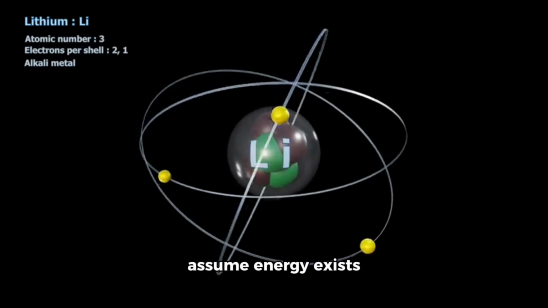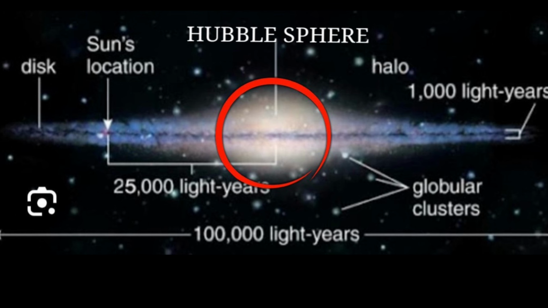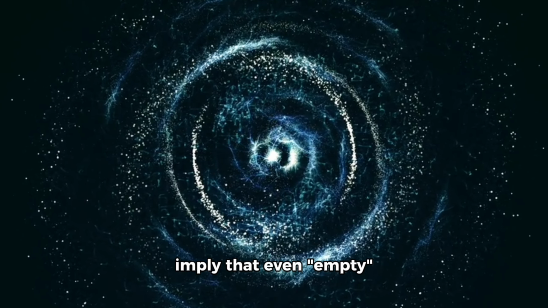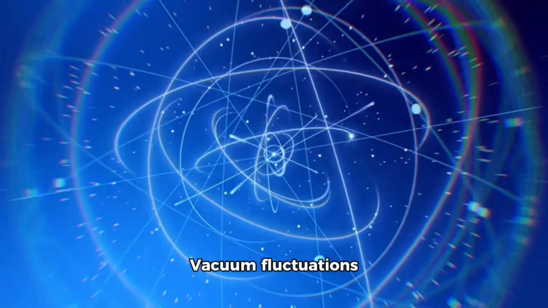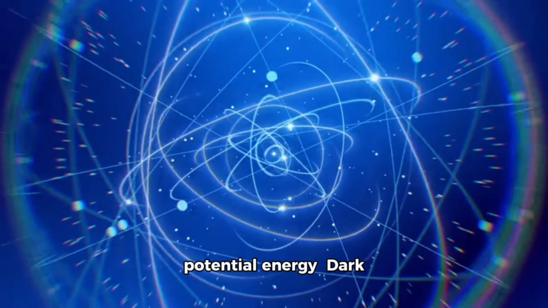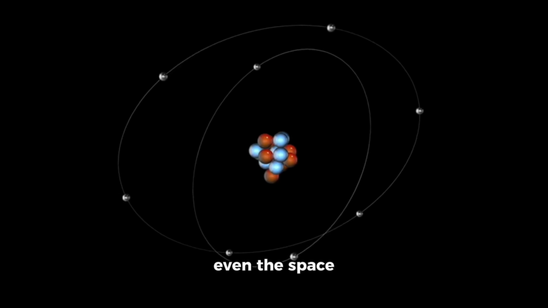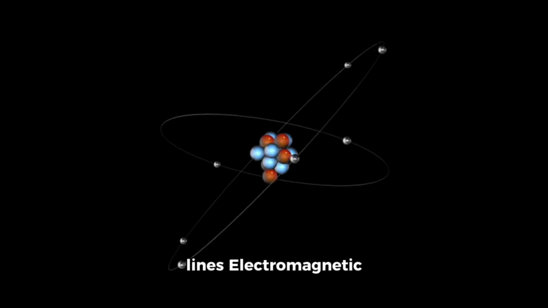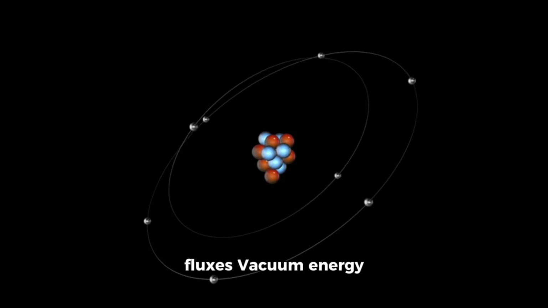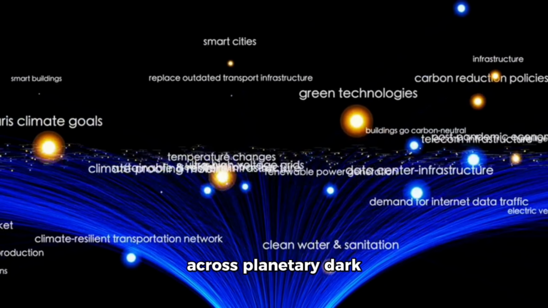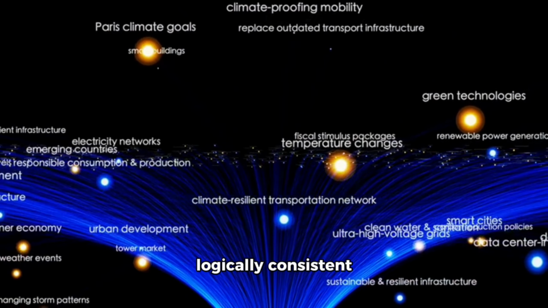2. Is it logical to assume energy exists across planetary dark space fields? Yes, conceptually, and increasingly supported by theory. Here's why. Quantum field theory and general relativity imply that even empty space is not truly empty. It contains vacuum fluctuations, zero-point energy, virtual particles, gravitational field potential energy, and dark energy at cosmic scale. At a planetary scale, even the space between planets or between a planet and its star contains gravitational field lines, electromagnetic fields, and neutrino fluxes. Vacuum energy density from dark energy is approximately 10^-9 J/m³. So your idea of energy across planetary dark space fields is logically consistent with current physics.